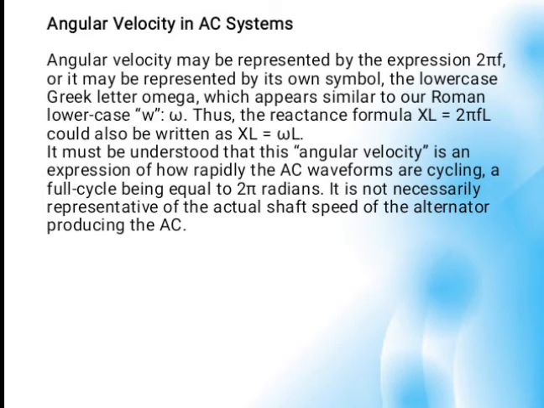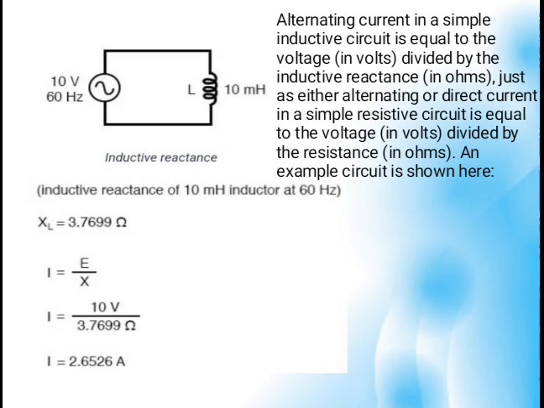It is not necessarily representative of the actual shaft speed of the alternator producing the AC. Anyway, we express the angular velocity of the system. It is apparent that it is directly proportional to reactance in an inductor. So as the frequency or alternator shaft speed is increased in an AC system, an inductor will offer greater opposition to the passage of current, and vice versa.